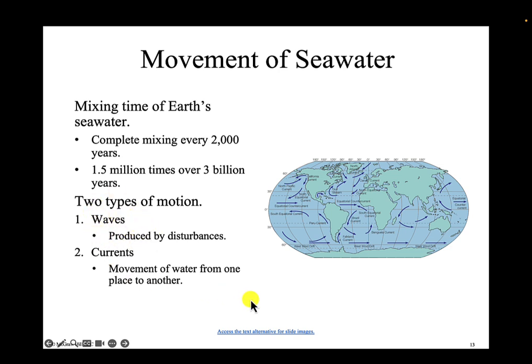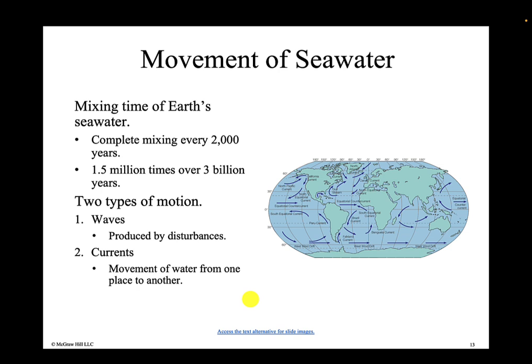Waves are small disturbances that occur on the surface of the water, and that disturbance is usually caused by winds. That's the main cause of waves. Currents are another type of movement, but they involve moving the water from one location to another. A wave is also moving the water, but on a smaller scale than a current.